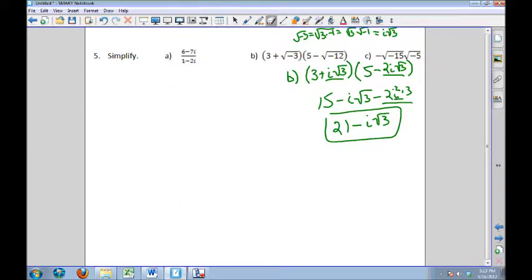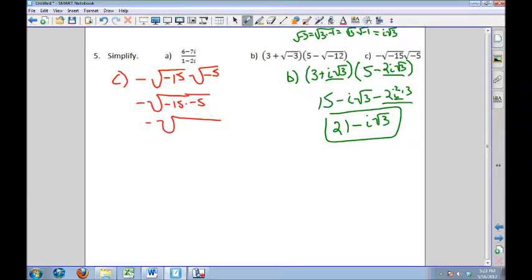For part C, I have negative the square root of negative 15 times the square root of negative 5. Well, this is the same as the square root of negative 15 times negative 5, which is negative the square root of positive 15 times positive 5, which is negative the square root of 3 times 5 squared, which would be negative 5.